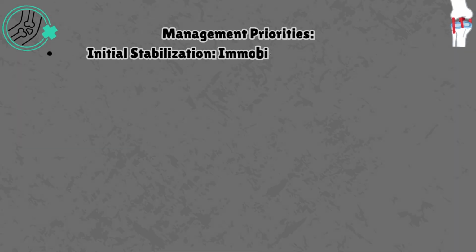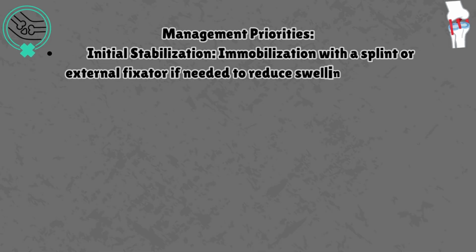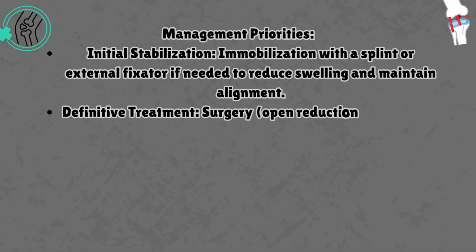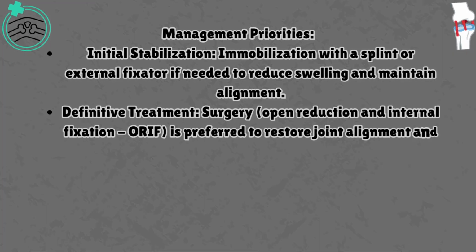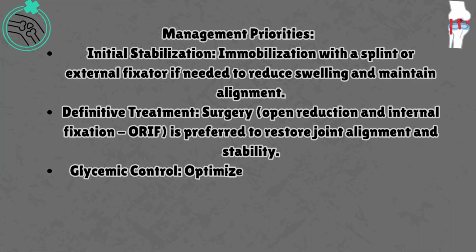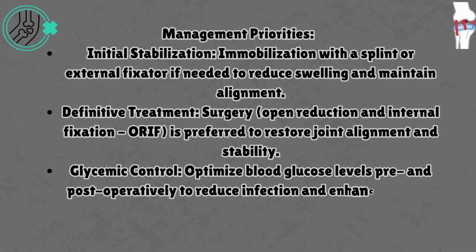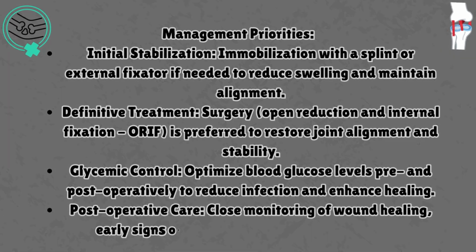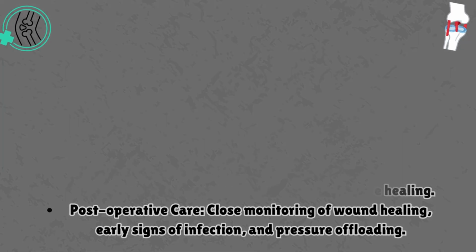Management priorities: initial stabilization, immobilization with a splint or external fixator if needed to reduce swelling and maintain alignment. Definitive treatment: surgery, open reduction and internal fixation is preferred to restore joint alignment and stability. Glycemic control: optimize blood glucose levels pre- and post-operatively to reduce infection and enhance healing. Post-operative care: close monitoring of wound healing, early signs of infection, and pressure offloading.